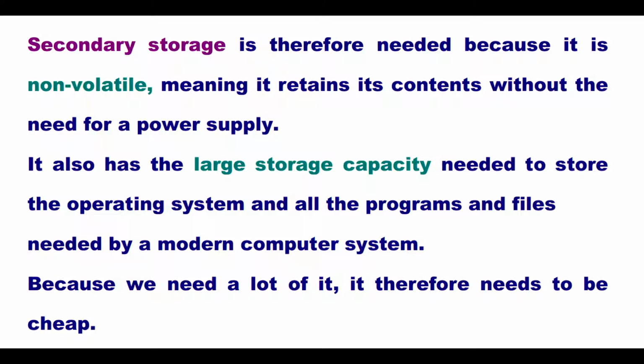Although RAM can store the data and programs used when a computer system is actually running, it is volatile, meaning it loses its contents without a power source. Secondary storage is therefore needed because it is non-volatile, meaning it would retain its content without the need for a power supply. It also has the large storage capacity needed to store the operating system and all the programs and files needed by a modern computer system. Because we need a lot of it, it therefore needs to be cheap.